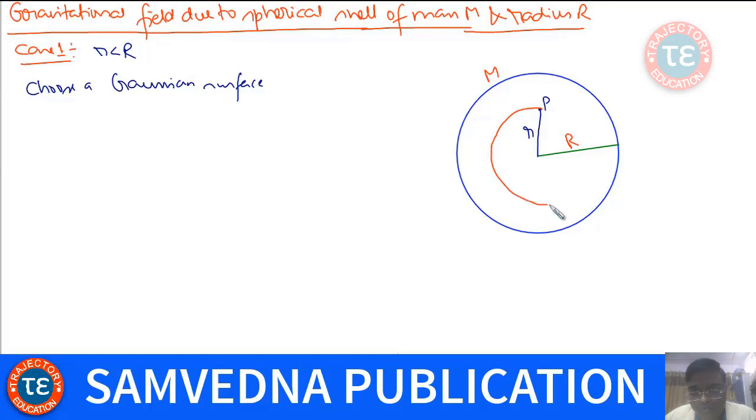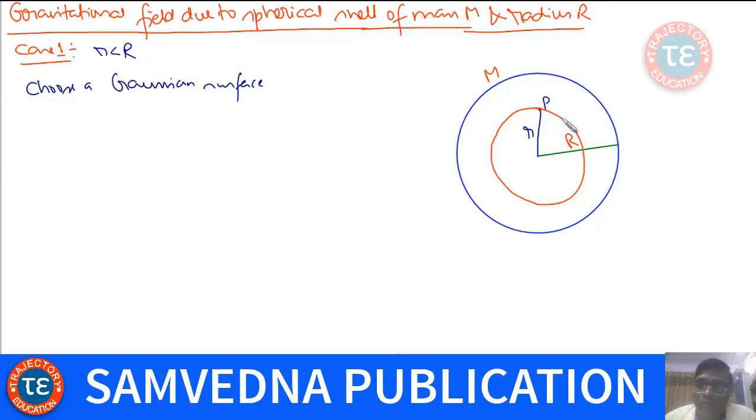So we have two considerations. One, the Gaussian surface should be symmetric to the mass distribution, and it must pass through the point where the gravitational field is to be found. The first consideration tells you the shape of the Gaussian surface, and the second gives you the size of the Gaussian surface, that is, it must pass through the point P.